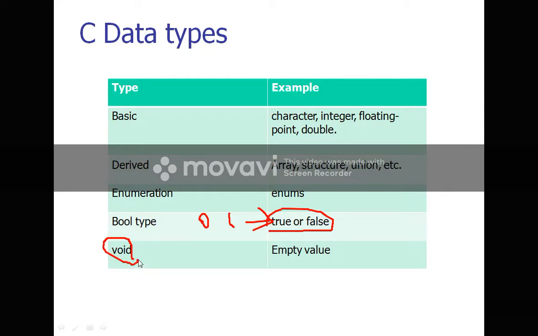Next is void data type. Void data type is used to store nothing, or which returns nothing. The meaning is empty value.